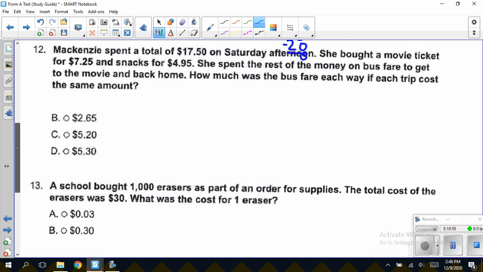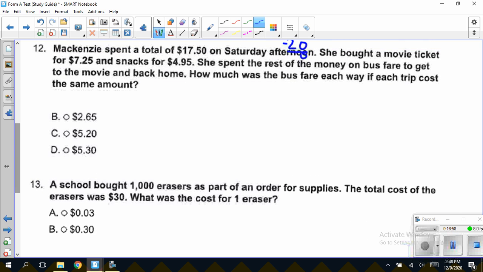Moving on to the next question. Mackenzie spent a total of $17.50 on Saturday afternoon. She bought a movie ticket for $7.25 and snacks for $4.95. She spent the rest of the money on bus fare to get to the movie and back home. How much was the bus fare each way if each trip cost the same amount? So that way I only have to subtract once.